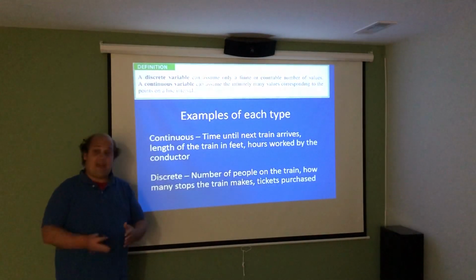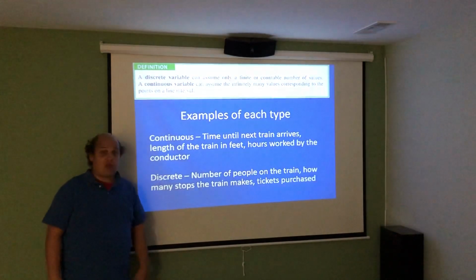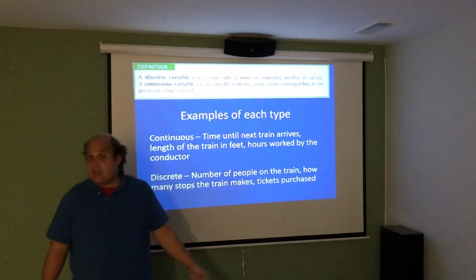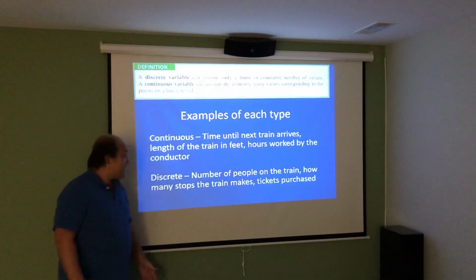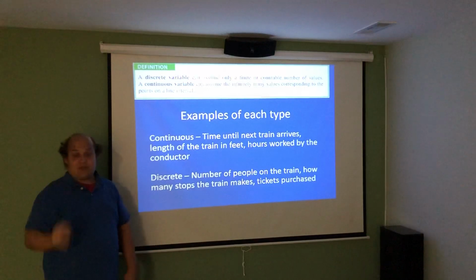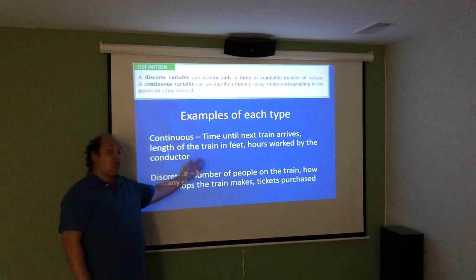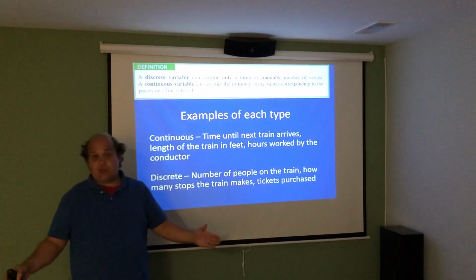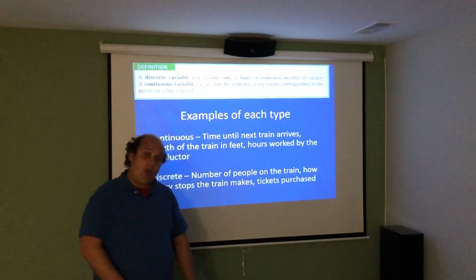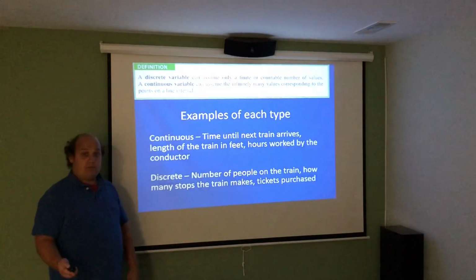Continuous variable, you can have parts of a whole. So for instance, the time until the next train arrives. The next train could arrive in 10 minutes, could arrive in 9 minutes, 48 seconds. If I went to tenths of a second, I could do that. Basically, there's nothing that says it has to arrive exactly after 10 minutes or 15 minutes or some whole number. For that reason, it's a continuous variable. Similarly, the length of the train in feet does not have to be exactly 100 feet. It could be 100.125 feet. There's nothing saying that you can't have part of a foot in this context. That's why it's a continuous variable.